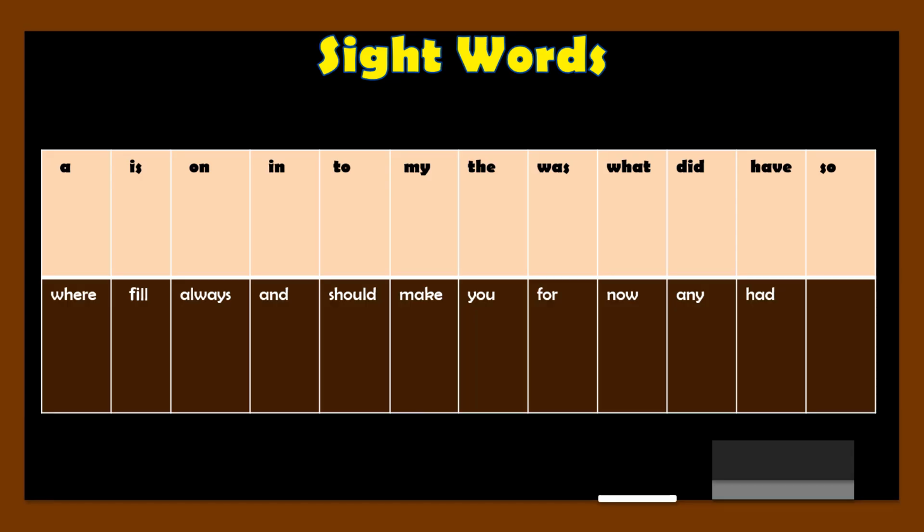Sight words learned in this lesson are a, is, on, in, to, my, the, was, what, did, have, so, where, feel, always, and, should, make, you, for, now, any, had.